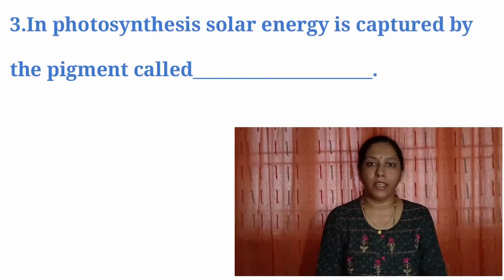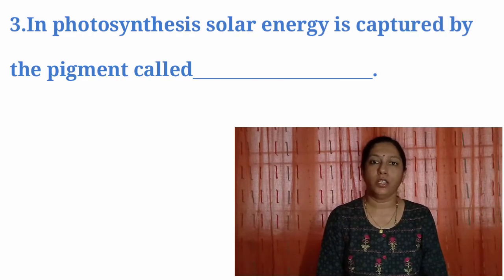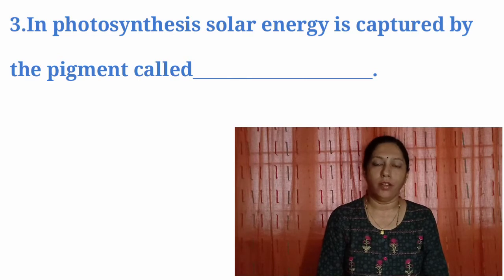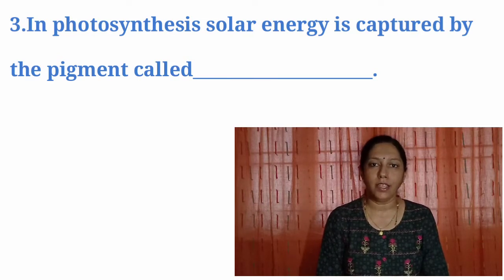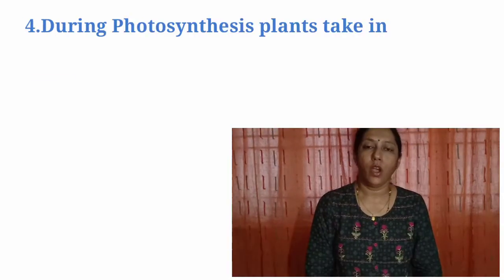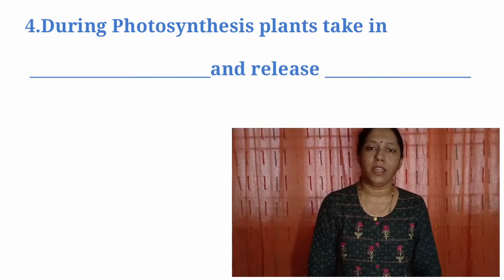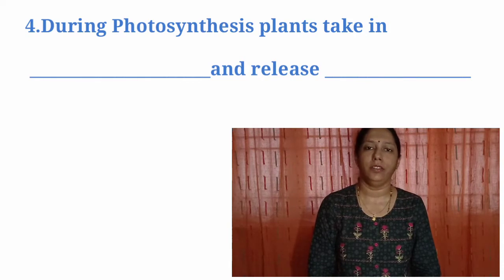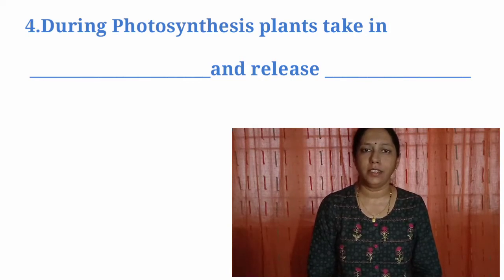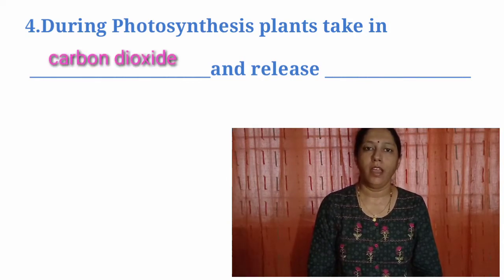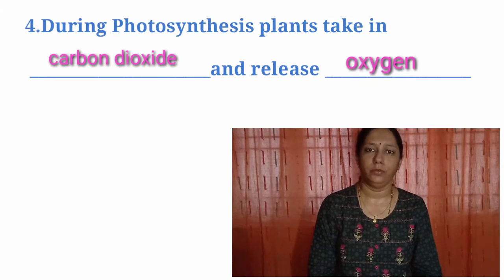Third fill in the blank is: in photosynthesis, the solar energy is captured by the pigment called dash. The answer is chlorophyll. Fourth fill in the blank is: during photosynthesis, plants take in dash and release dash. The answer is carbon dioxide and oxygen.